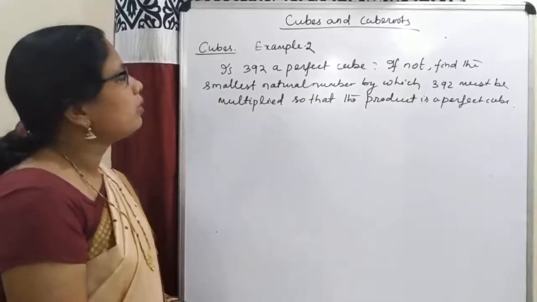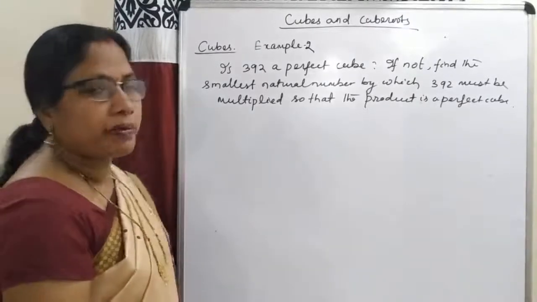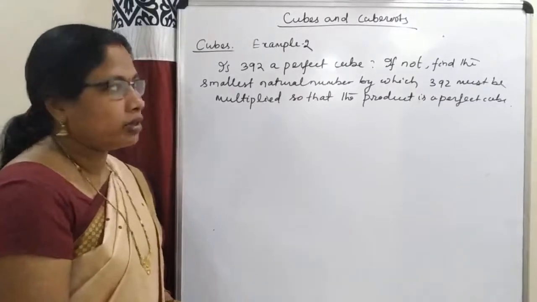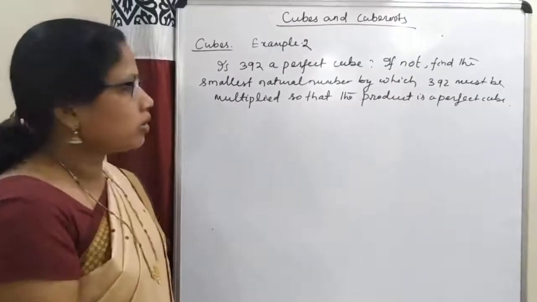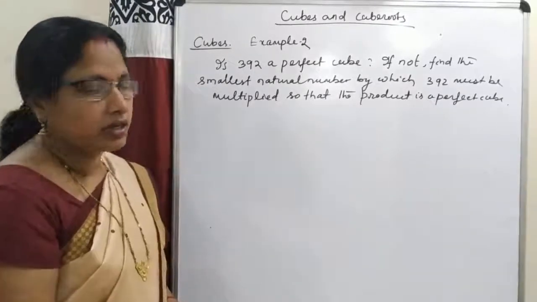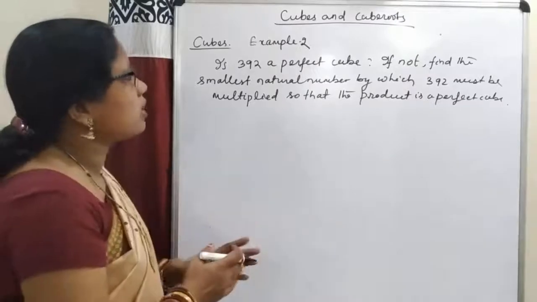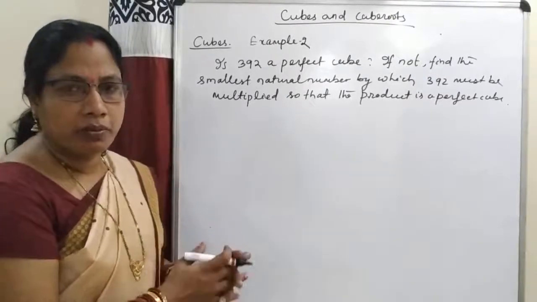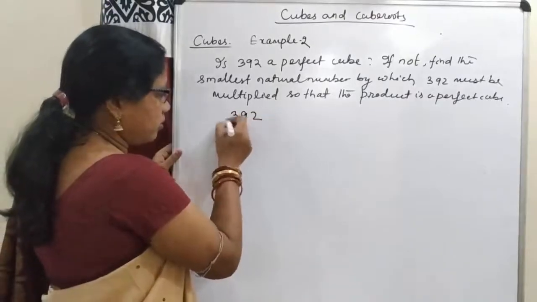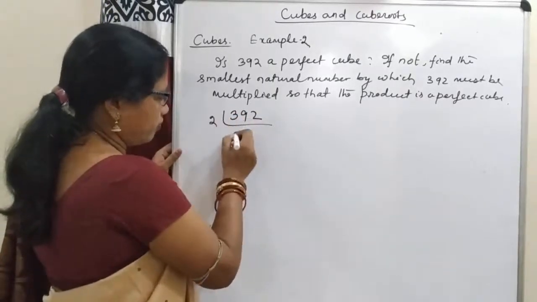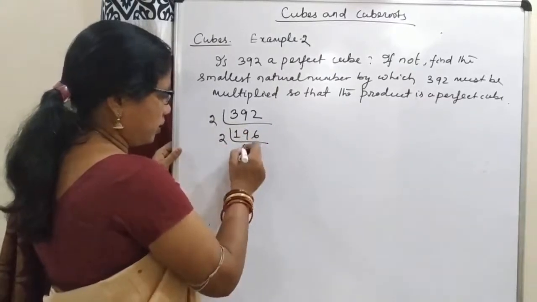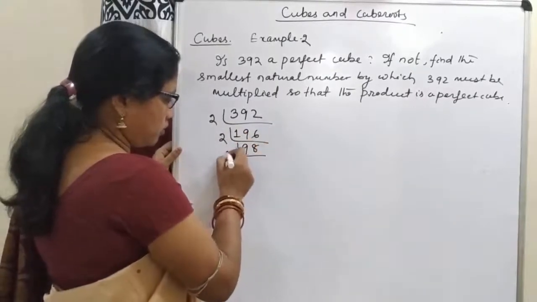Next example. Is 392 a perfect cube? If not, find the smallest natural number by which 392 must be multiplied so that the product is a perfect cube. So first we have to check whether 392 is a perfect cube or not. So first factorize 392. So 2. Then it is also divisible by 2. Then 2.